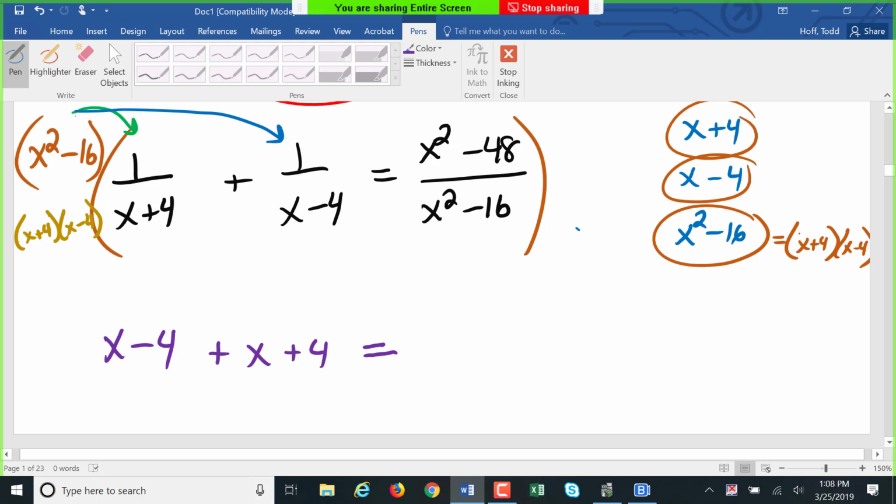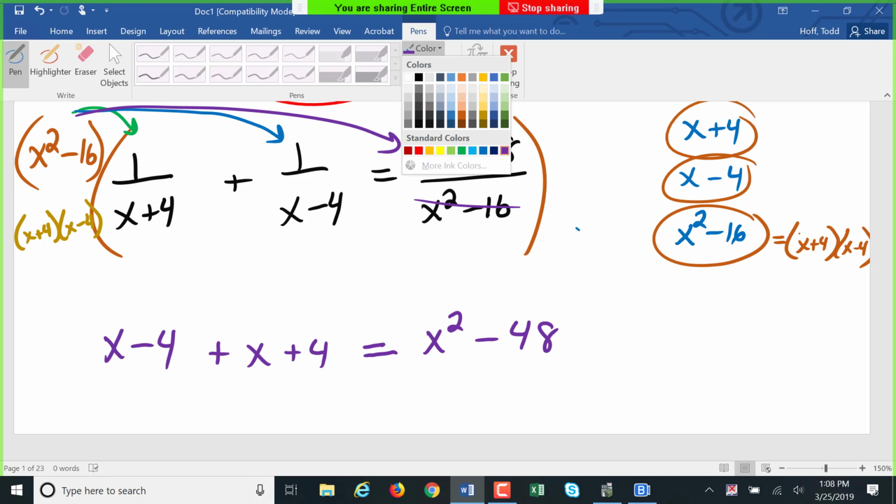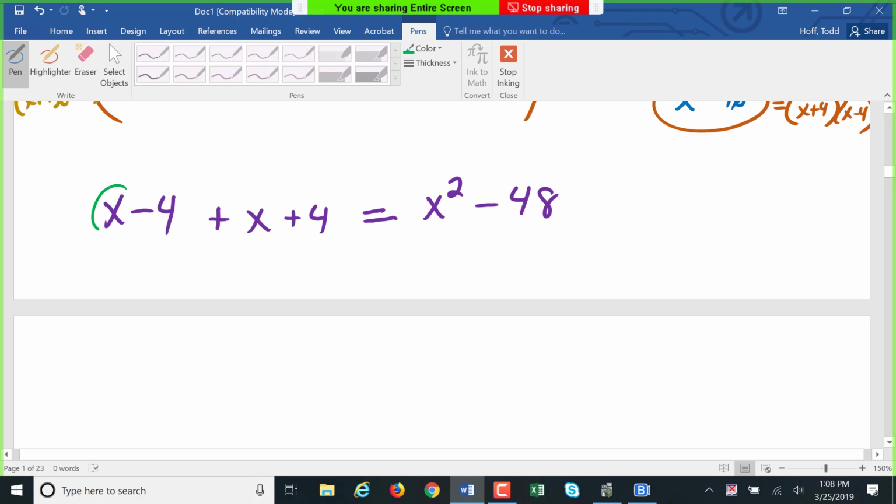On the other side, we do x squared minus 16 times x squared minus 48 over x squared minus 16. What happens there? The whole thing cancels out, right? X squared minus 16 cancels out itself to give us x squared minus 48. Now what? We combine over here. X and x make 2x. Negative 4 and positive 4 make 0.